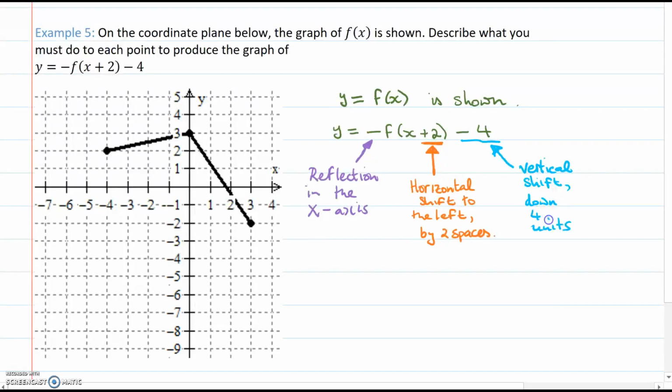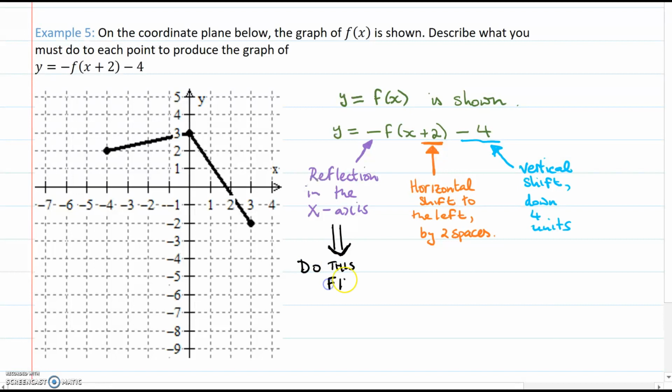How do we know again that one's vertical and one's horizontal? The vertical is outside the parentheses, the horizontal is inside the parentheses. Do you remember which one comes first? The reflection always comes first. So do this first.